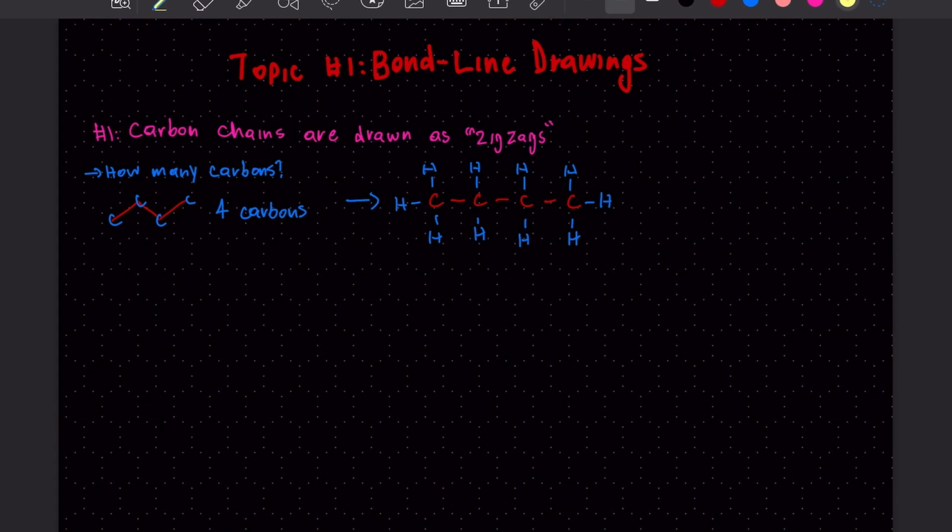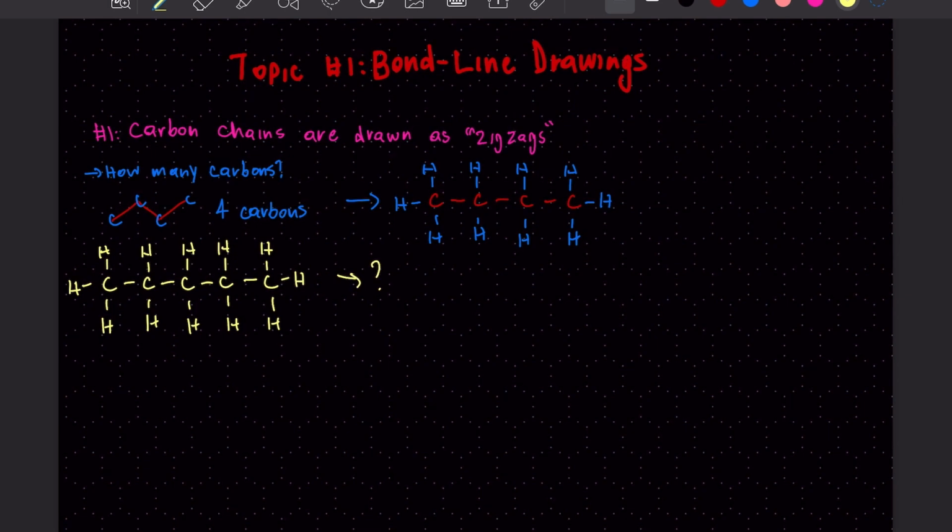So let's look at another example. Say we are told to draw the bond line structure for this condensed form molecule. What would the bond line look like? Something we have to remember when drawing bond line structures is that our hydrogens are assumed. That means that we do not have to draw our hydrogens in our bond line structures for carbons.